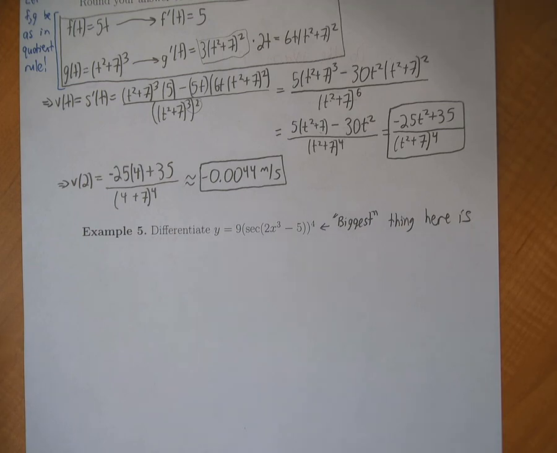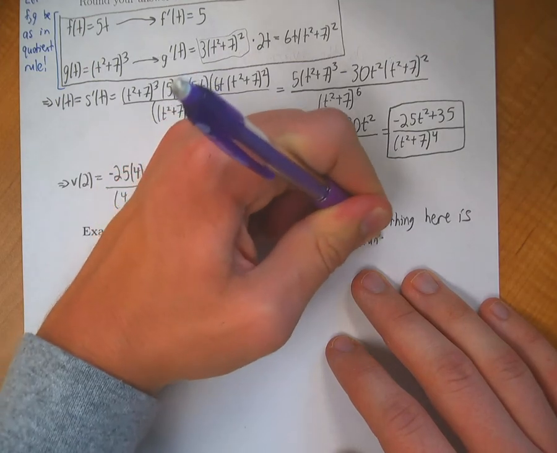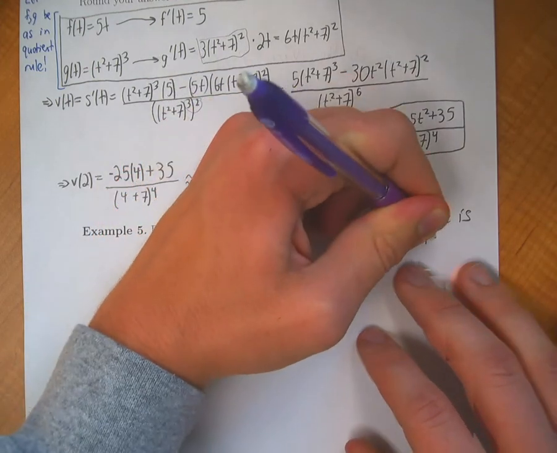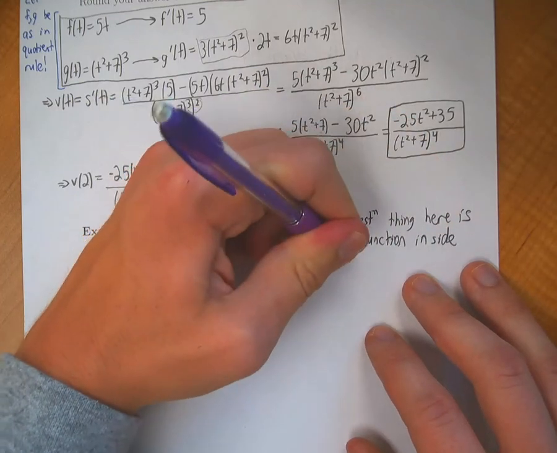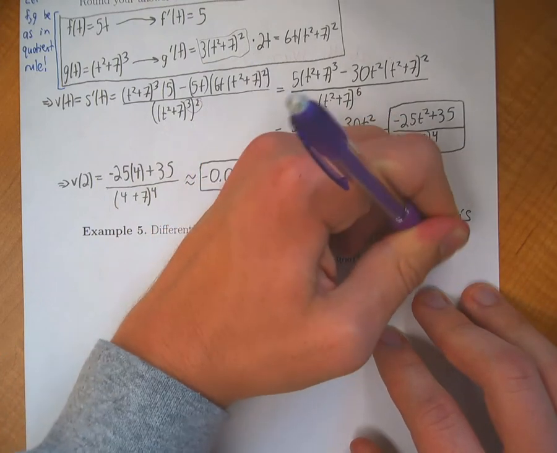In this case, we don't really have a product or a quotient here. Which of the three rules do we ultimately need to use here? Chain rule. Because in this case, the biggest thing happening here is one function inside another. So, we need chain rule.